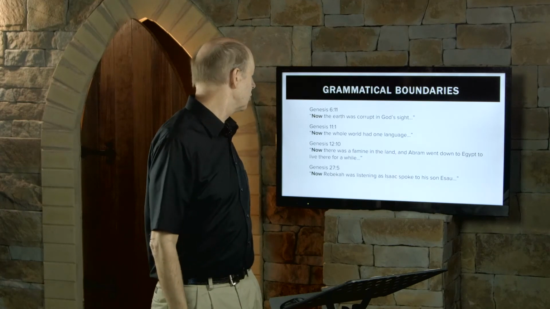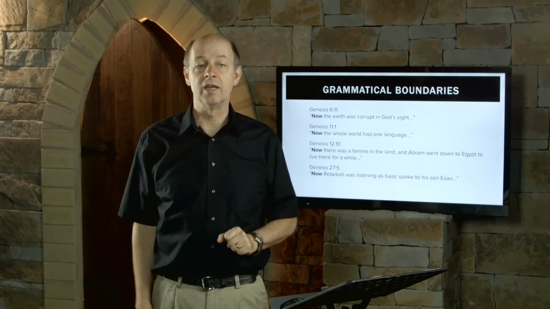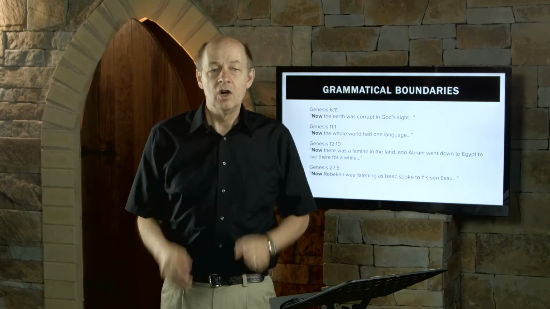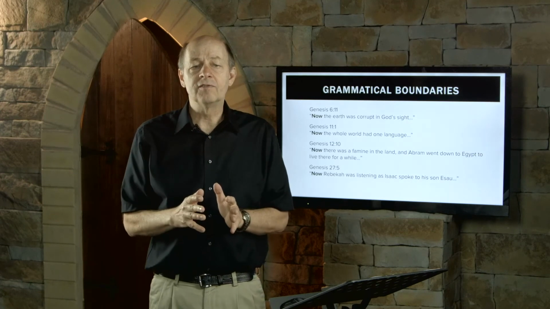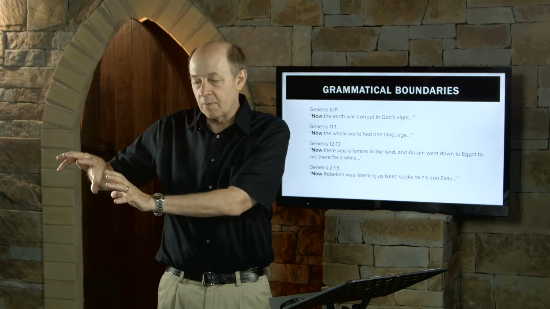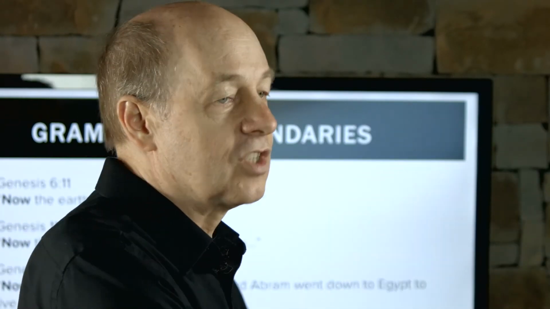And that is actually introducing the entire account of the flood in Genesis chapter 6. In Genesis 11:1, the account of the Tower of Babel is introduced by saying, "Now the whole world had one language." In Genesis 12:10, "Now there was a famine in the land, and Abram went down to Egypt to live there for a while." And in 27:5, "Now Rebekah was listening as Isaac spoke to his son Esau." When we hear the word now in these four instances, it's clear to us that there is a shift. The narrator has been talking about something, and now he is introducing something different.